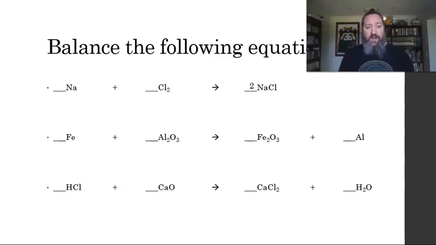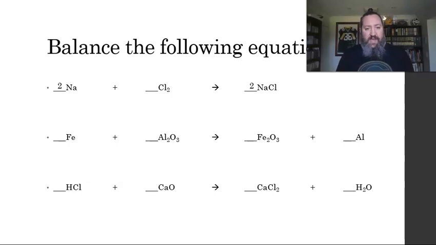But now I don't have enough sodiums in my reactants. I only have 1 over there, 2 in my products, so I actually need 2 of those. So now we can see 2 sodiums turns into 2 sodiums, 2 chlorines into 2 chlorines. Everything looks good. All right, let's have a look at the next one.